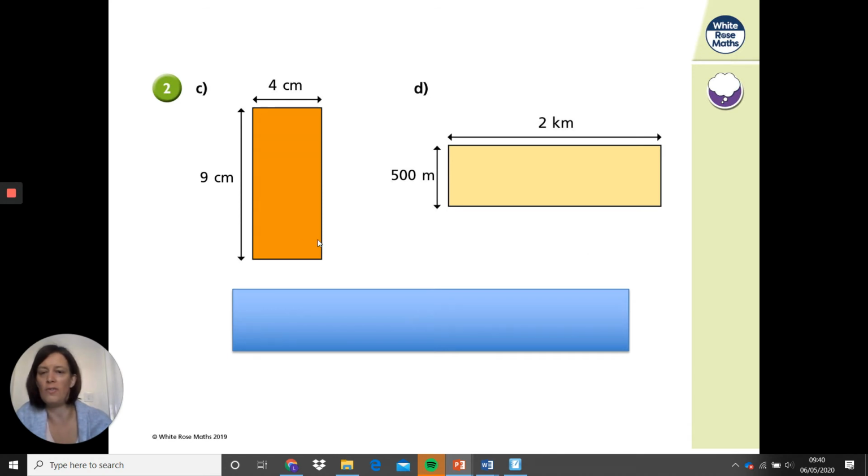Okay, so this first one was 9 and 4. So we know how long this side is, it must be 9. And we know how long this side is, it must be 4. 9 plus 4 is 13. And another 9 plus 4 is 13. So it would be 26.